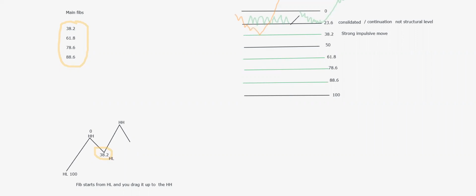It's a structural level, meaning if price were to break 38.2, in most cases, structure is broken from an uptrend to a downtrend. In most cases, structure has broken from an uptrend to a downtrend, meaning this is the last high low.